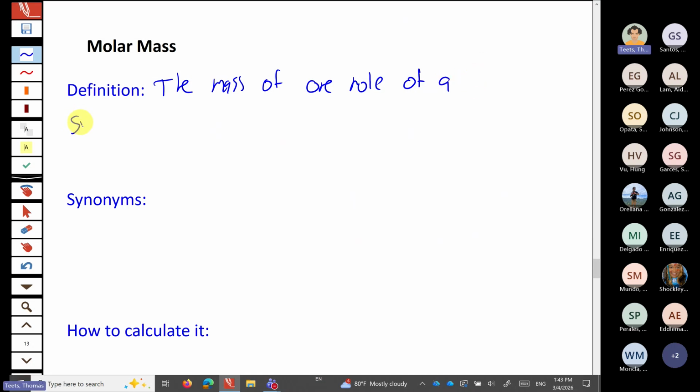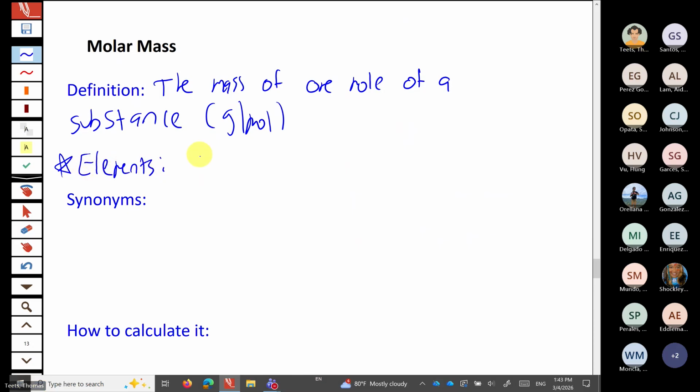I guess more generally, we could say it's the mass of 1 mole of a substance. Units, again, grams per mole. Now, just to avoid confusion, for elements, the molar mass is the atomic mass. You can use those interchangeably when they mean the same thing.